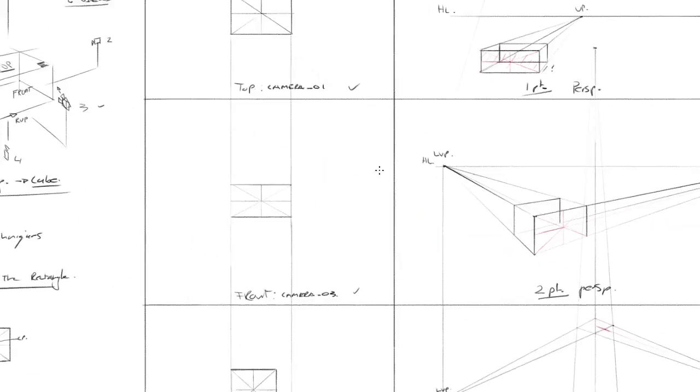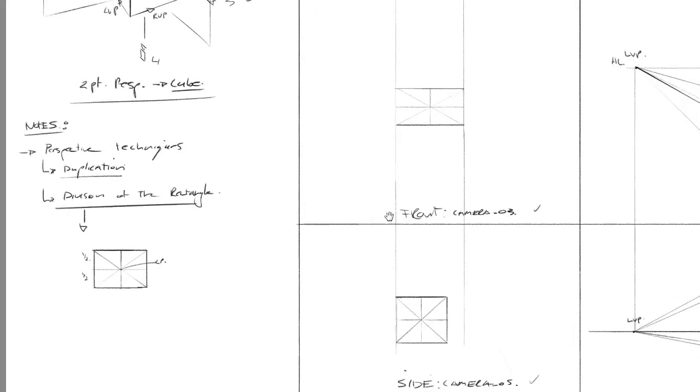3-point perspective, same as with 2-point perspective. I'm going to cross the sections, find the center point, and then the center point needs to go back to the right vanishing point so that I can find that line.